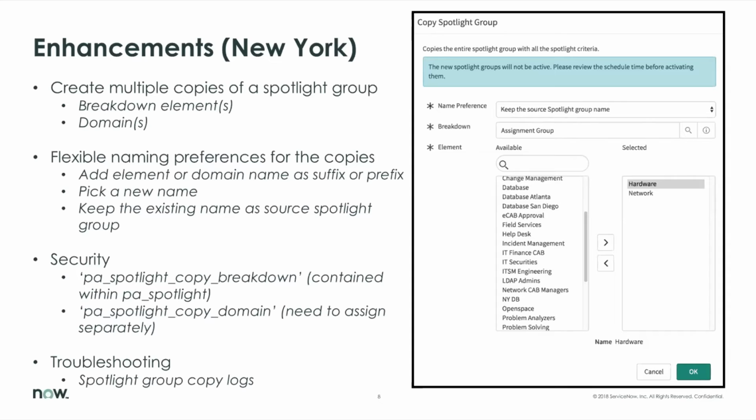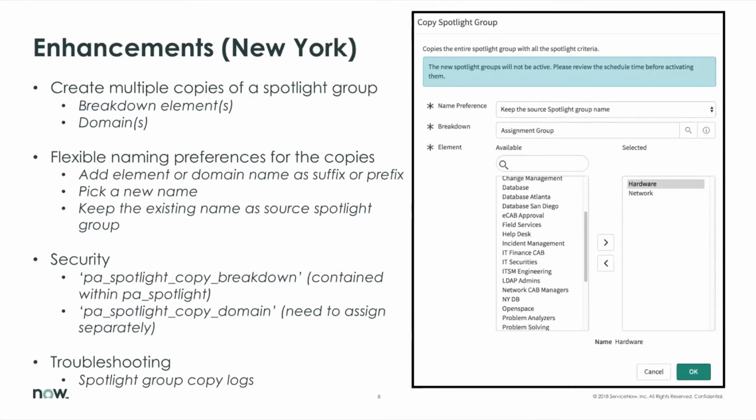Previously, you had to create a base Spotlight group and then manually create the copies, or just do an insert and stay and use the breakdown element so that you can control your assignment groups that way. Or if you're an MSP and want to apply the same conditions across the companies that you support, you would have to individually go into those domains and create a Spotlight group from scratch and then copy over all the conditions. It was not very user-friendly, there was a lot of room for confusion, and of course, a lot of manual and tedious work.